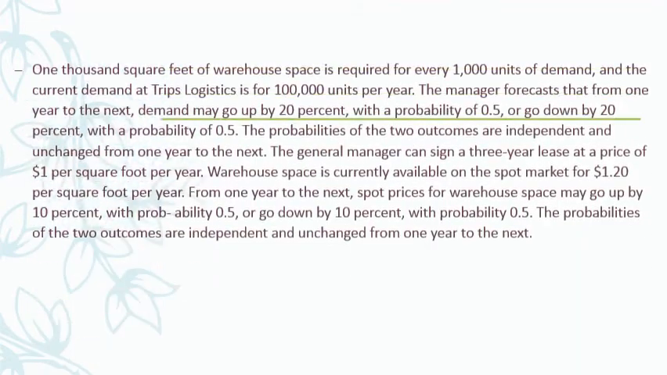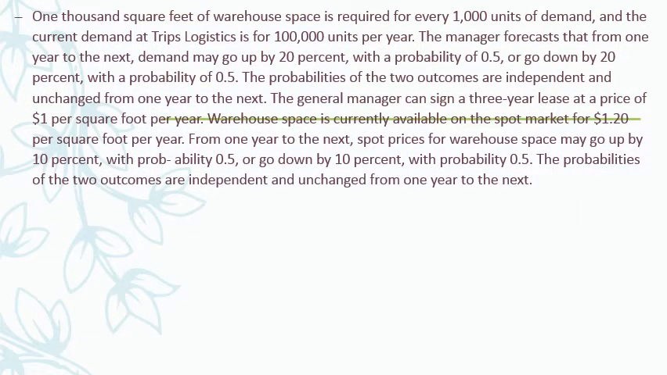Let us analyze one by one. See how the market is set up. 1000 square feet of warehouse space is required for every 1000 units of demand. That means 1 square foot is required for 1 unit of the product, and the current demand is at 1 lakh units per year, and the manager forecasts that the demand either may go up by 20% with a probability of 50% or go down by 20% with a probability of again 50%.